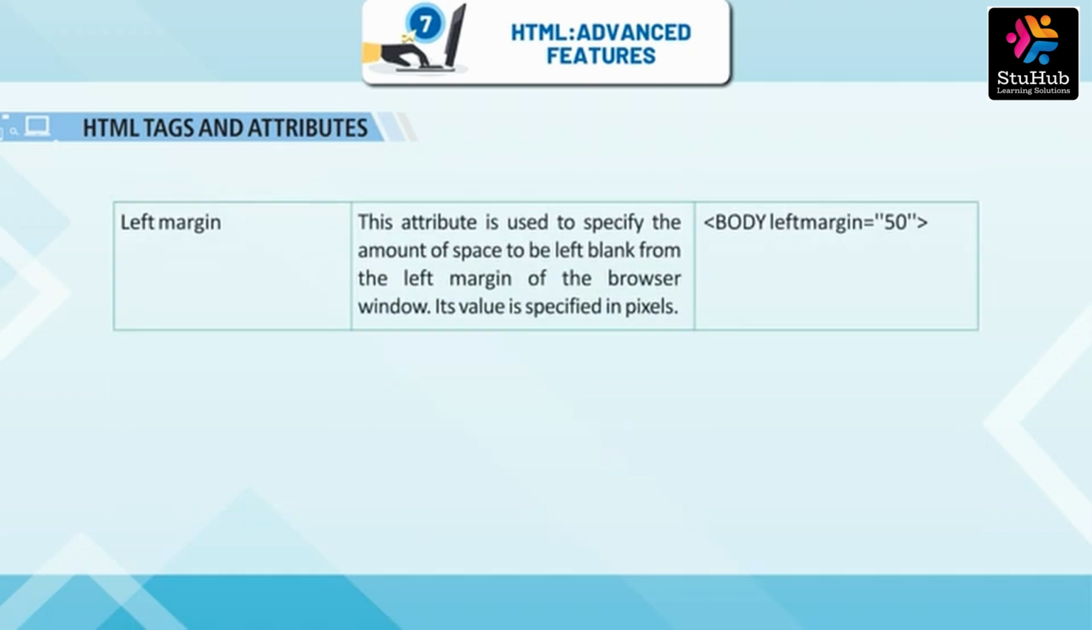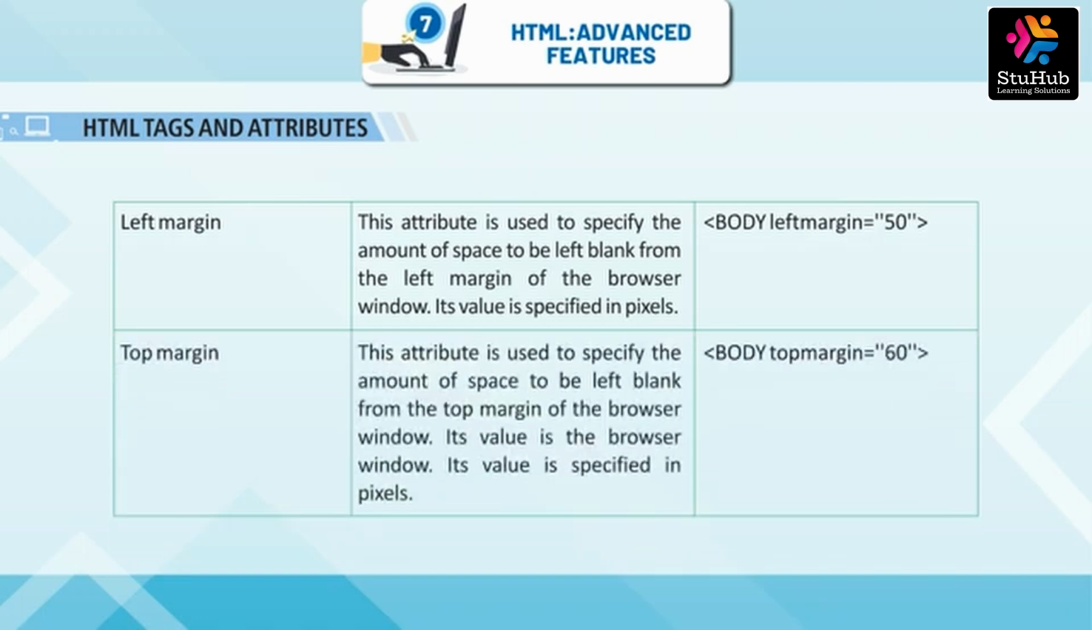Left margin. This attribute is used to specify the amount of space to be left blank from the left margin of the browser window. Its value is specified in pixels. Open body tag left margin equals 50 in double quotes.